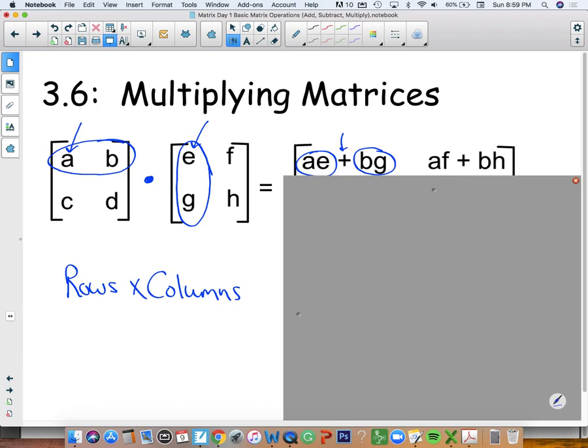Okay, so just kind of think of the pieces. I'm taking a row times a column. I multiply the first element in each times each other, and then I multiply the second element of each times each other, and I add those together. Okay, this is matrix multiplication.